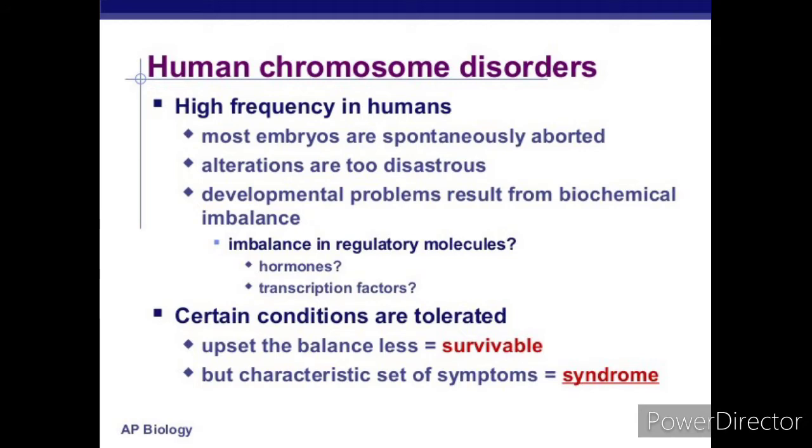In human chromosome disorders, the frequency is high: most embryos are spontaneously aborted. Next, the alterations are too disastrous. And third, developmental problems result from biochemical imbalance, such as the imbalance in regulatory molecules like hormones and transcription factors. The second kind of human chromosome disorder is where certain conditions are tolerated, upset the balance less, or are survivable, but have a characteristic set of symptoms called a syndrome.